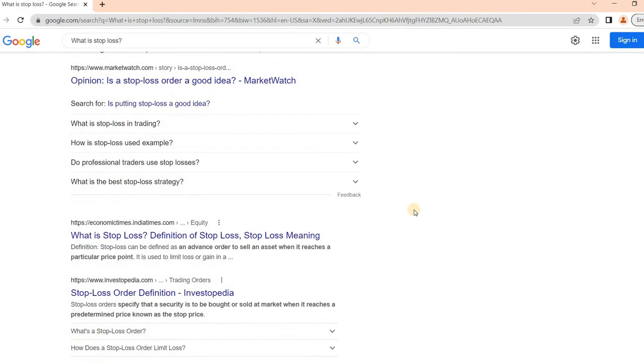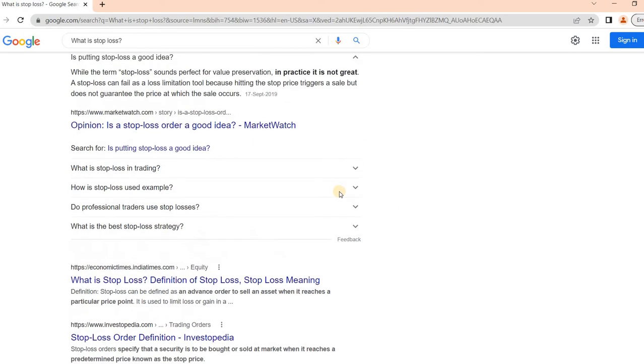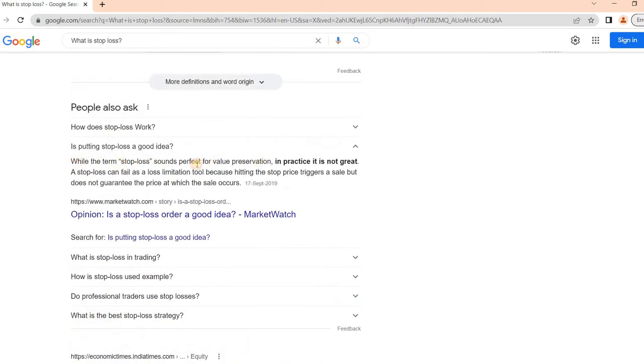Okay, but if you are a long-term trader, then there will be a bit of volatility that might be coming in. So here it says that actually while the term sounds specific, in practice it is not great. This is more applicable, in my opinion, in terms of long-term trade. So there you must give it a bit of volatility space. But in case of scalping and intraday trading, I highly recommend you guys keep a stop loss because that's the best thing actually in that case.